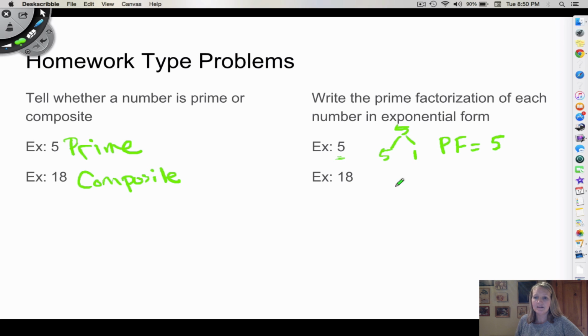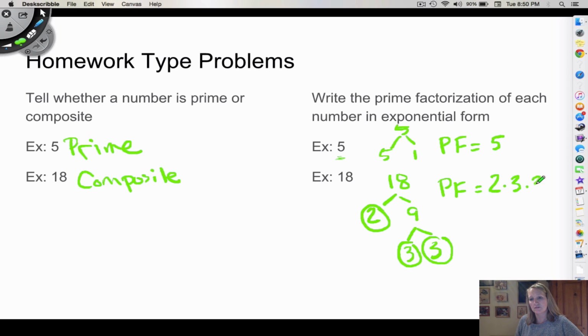And then 18, you would do the same thing. 18, we said 2 times 9. We could have also done 6 times 3. And then this would be 3 times 3. And so here you have 1, 2, 3. So your prime factorization is 2 times 3 times 3. Or I think on your homework you're going to be asked about exponential form. Go ahead and do 2 times 3 squared. Okay, good luck. I'll see you in the next section.